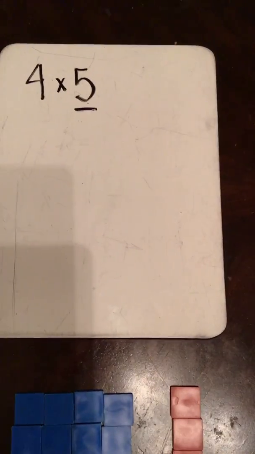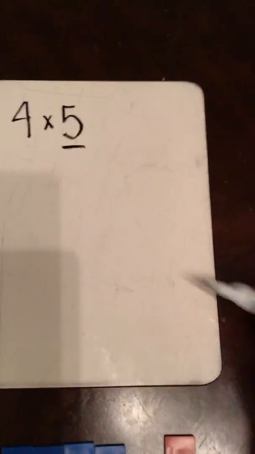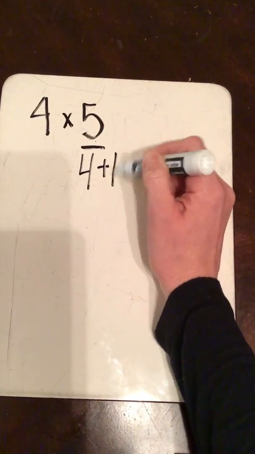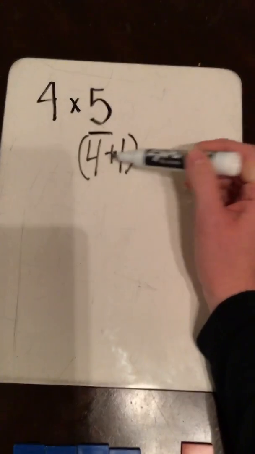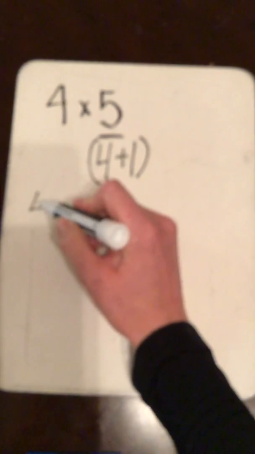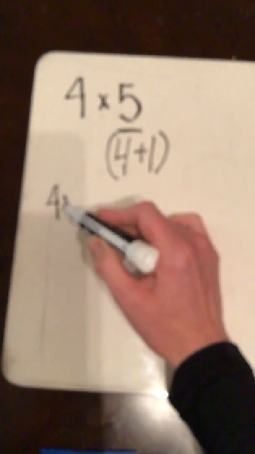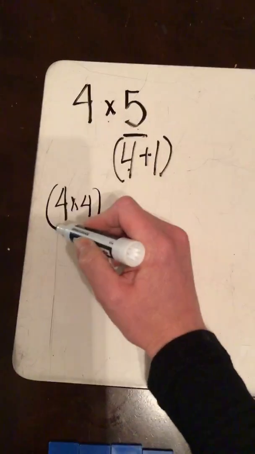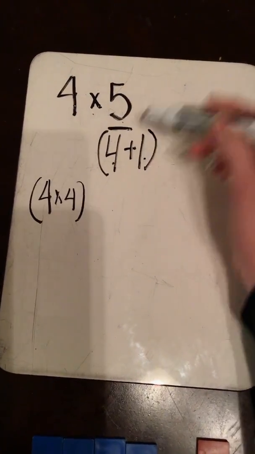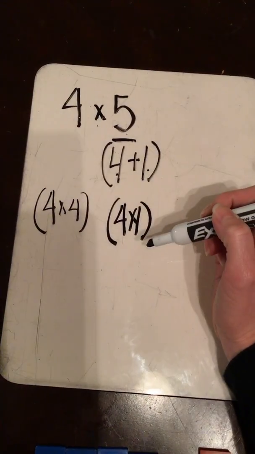Let's go ahead and do another one using the exact same numbers. This time I'm going to break the number 5 into 4 plus 1 because I know that these two numbers combined give me a total of 5. So I'm going to do 4 times 4 and put that in my first parenthesis. And then I'm going to do 4 times 1. That goes in my second set of parentheses.